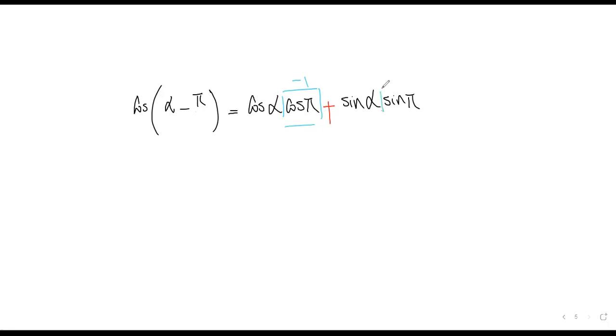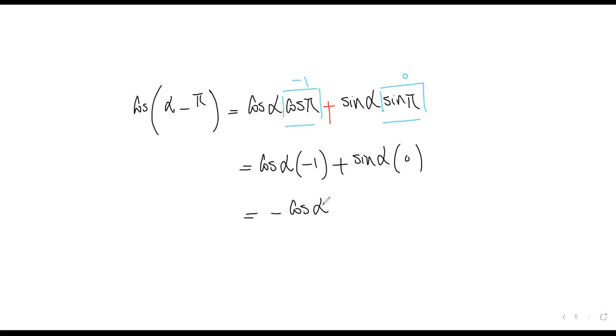Now, how much is sine pi? 0. Then as a result, it becomes cosine of alpha times minus 1 plus sine alpha times 0, which essentially gets you to minus cosine of alpha. You see, that's the reason that we added minus there.